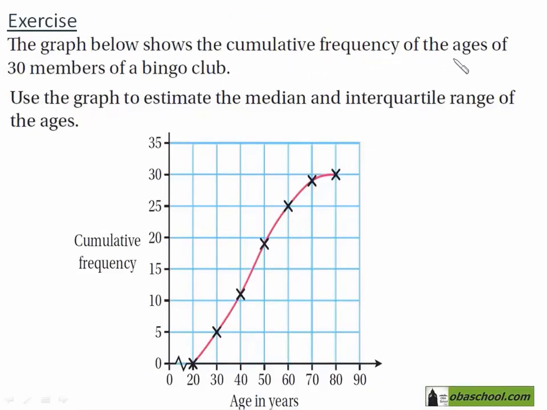So the exercise says the graph below shows the cumulative frequency of the ages of 30 members of a bingo club. And so we have this bingo club that contains 30 members, and we have their ages. As you can see here in this graph, there are the ages of these members and their total is 30. You can see their range and you can find the jump of 10 years by scale.